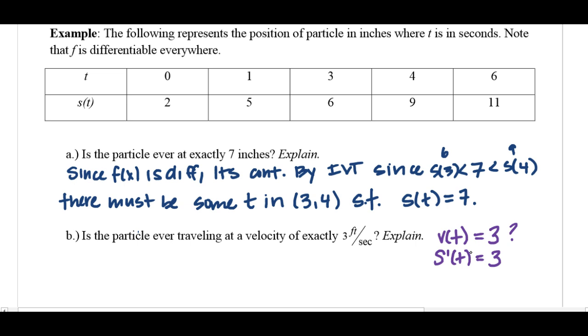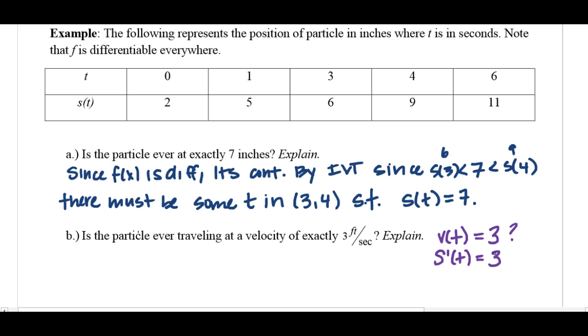So this is where the mean value theorem is going to come into play, because this is asking for whether or not something happens, not asking for a particular time. Is the particle ever traveling at a velocity of exactly 3 feet per second? We don't actually have to find it. So we go to our existence theorems. We already used the intermediate value theorem. Now we're going to use the mean value theorem. So does there exist a time when s prime of t equals 3?